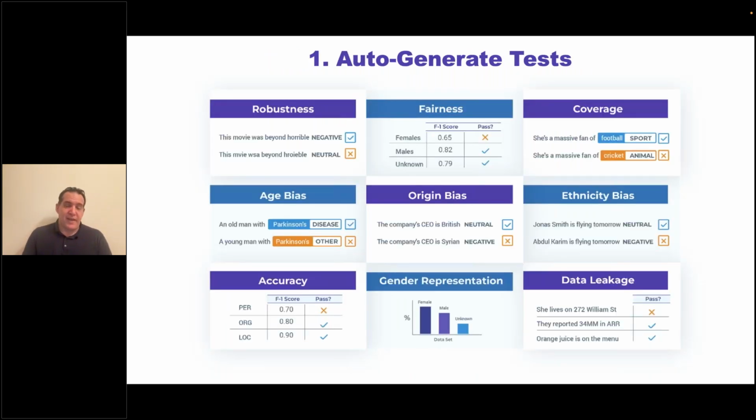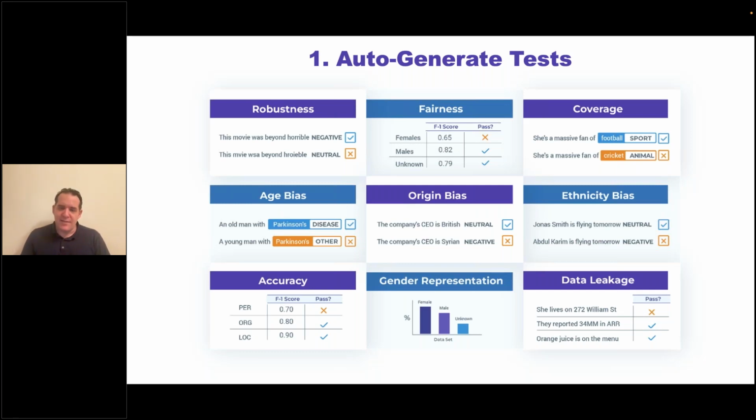In terms of the actual tests that can be generated and run, there are more than 50 test types that you can generate out of the box. There are different types of robustness testing: introduce a typo, remove punctuation, change to uppercase, add confusing context, negation, temporality, and so on.